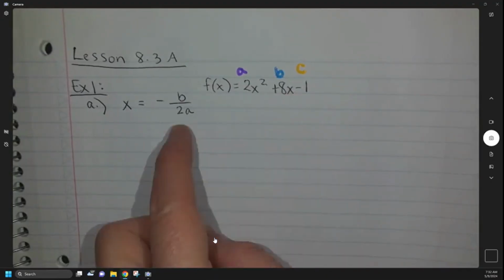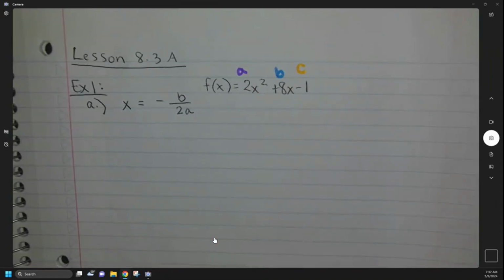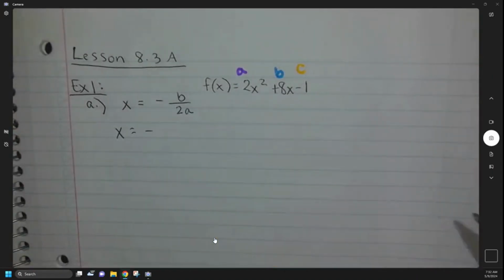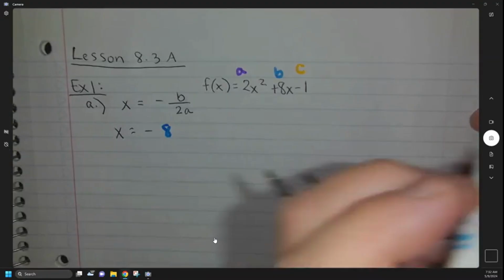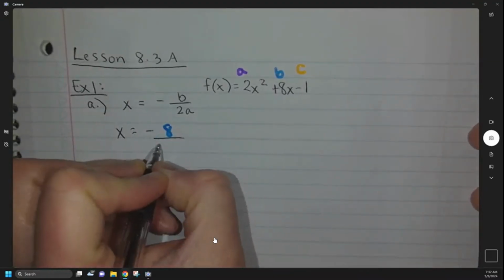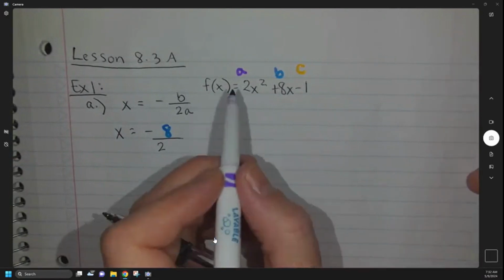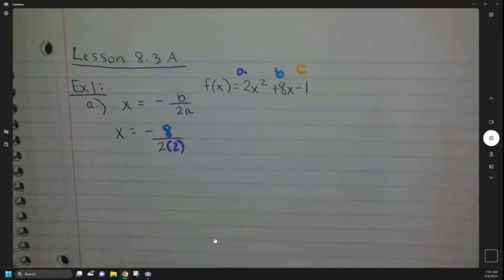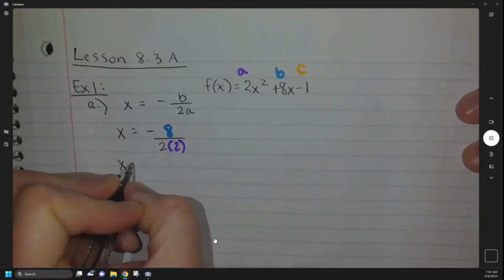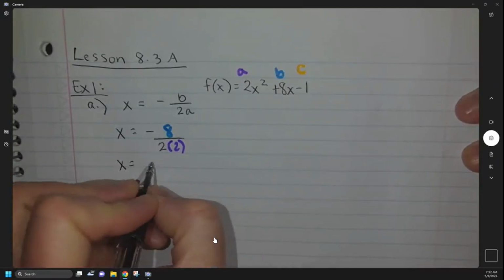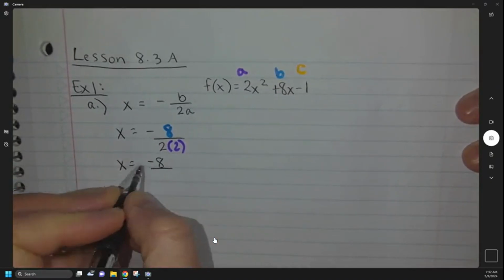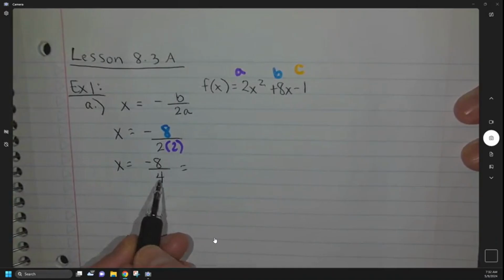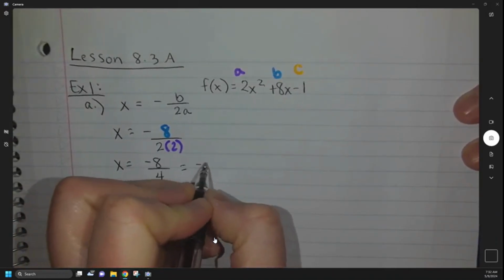B is coming from here, A is coming from here. So I have x equals negative, B was 8, over 2 times A, and in this case, A is 2. So we're going to simplify some of this. I'm going to just leave this negative with the 8 for now. So negative 8, 2 times 2 is 4. If I simplify that, negative 8 divided by 4 is negative 2.